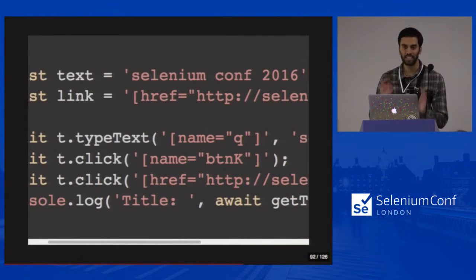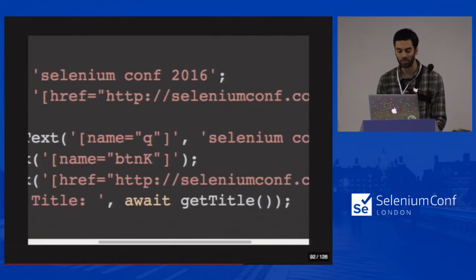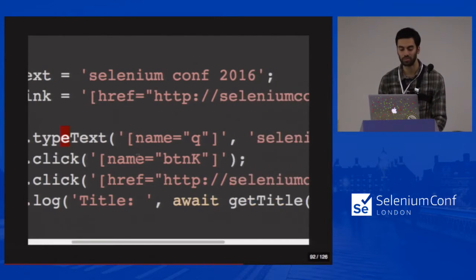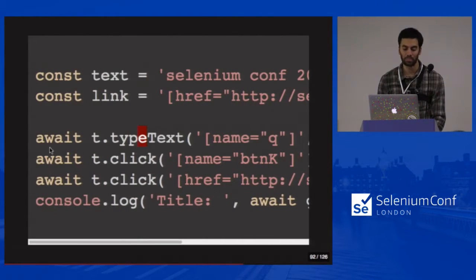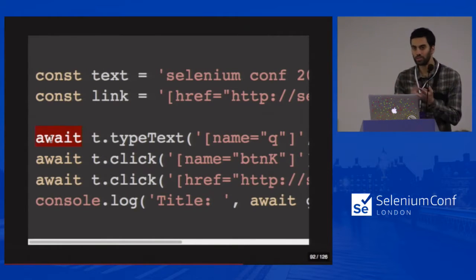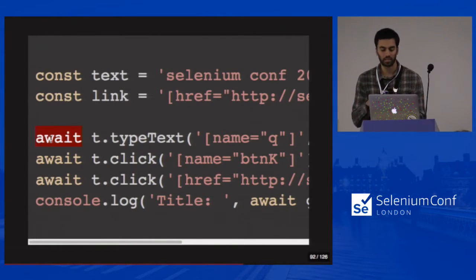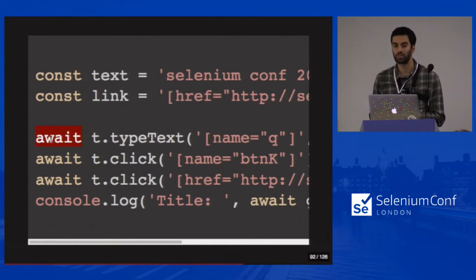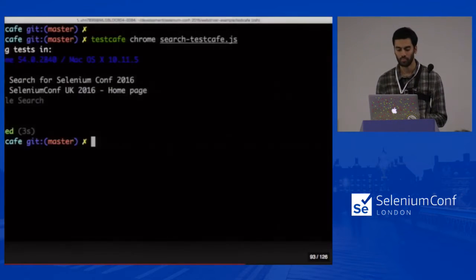Cool. And then finally, the actual Google search example that I keep going on about. So we've got the awaits, we've got the type text, .clicks. So again, exactly like we've seen before. One big difference is the ability to use await, and they support this out of the box. You don't have to use a transpiler. You don't have to use a flag when you run Node. They'll compile this for you.